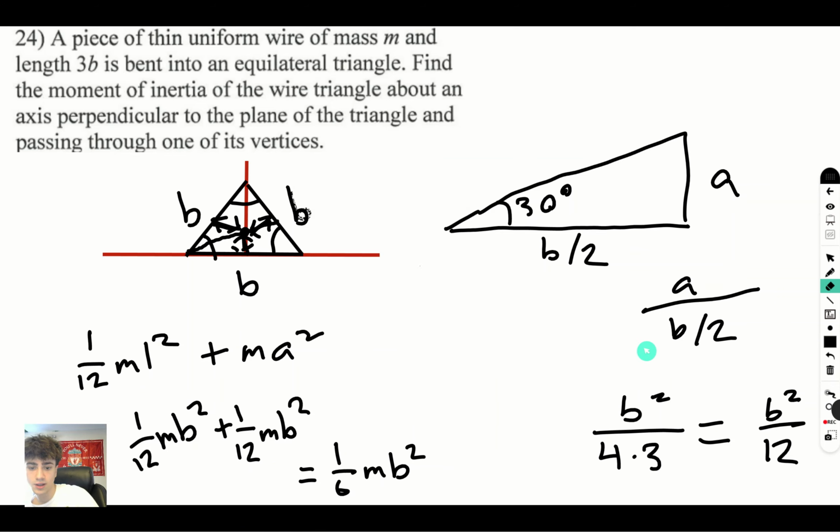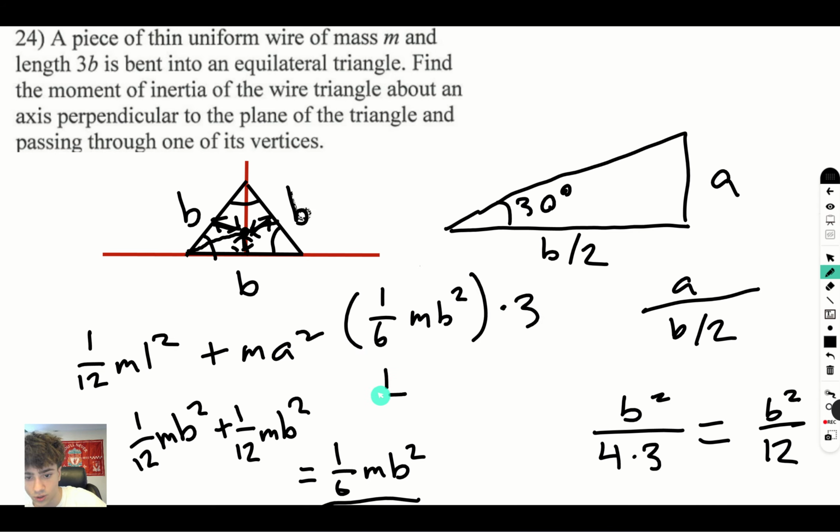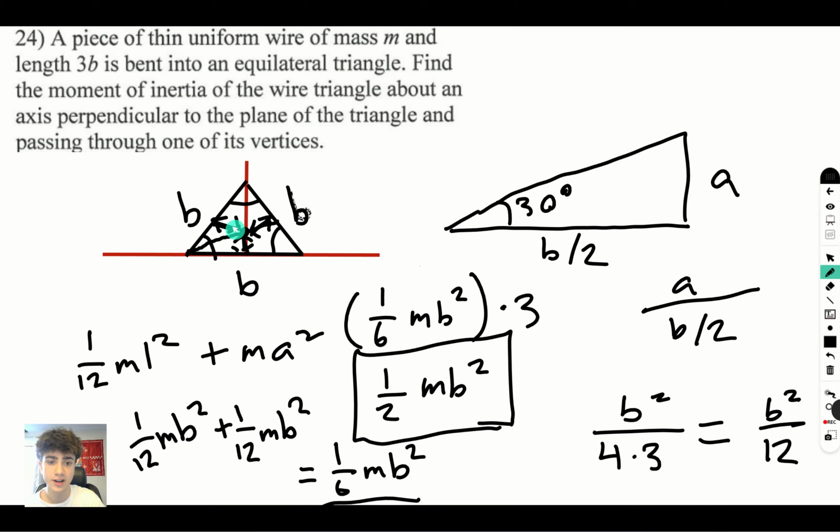Alright, and now that we found the inertia of one rod around the center of rotation, our final step is going to be to multiply this inertia by 3 to account for all 3 of the rods that are rotating around the center. So we'll have 1/6 mb squared times 3, which will give us 1/2 mb squared, which is going to be our inertia of the entire system.